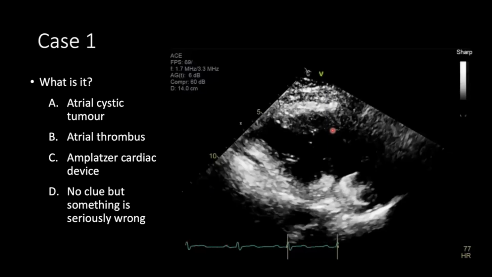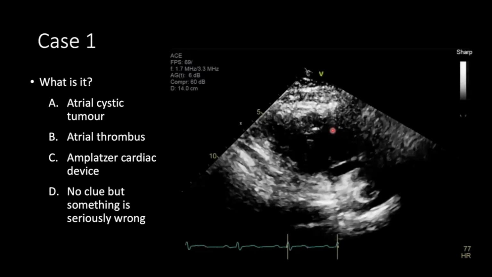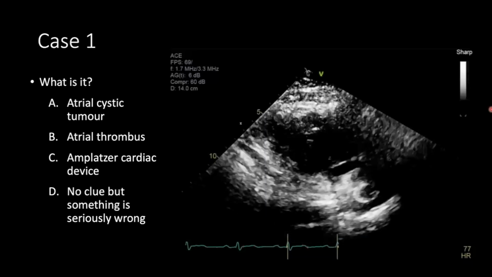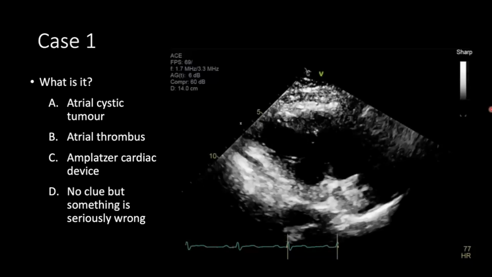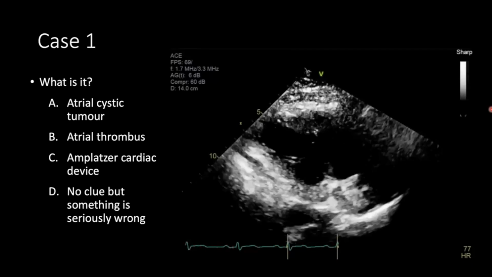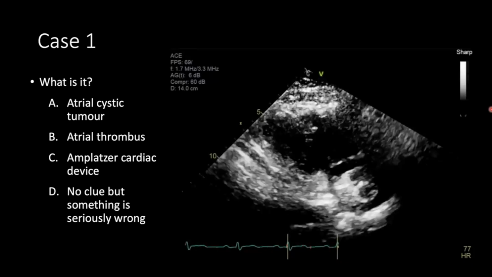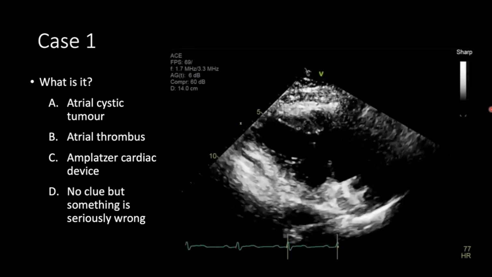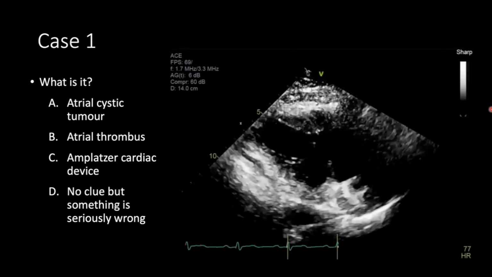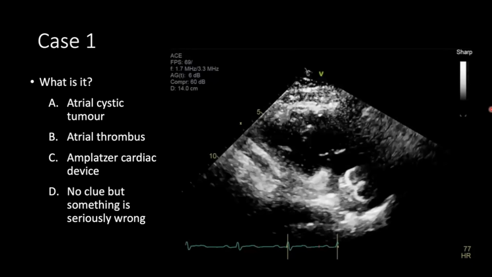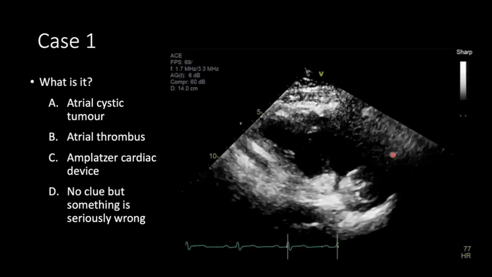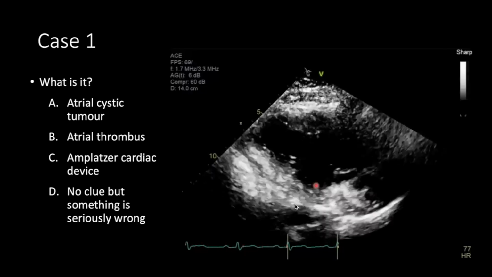What do you guys think it is? Because most people here are not going to be able to use the poll, quick show of hands within the room. Does anyone think it's a cystic tumor? Atrial thrombus? Does anyone think it's an Amplatzer cardiac device? Or D, no clue, but doesn't look right. Either C or D. Fair enough. It does look very abnormal. Okay, I can end the poll here.